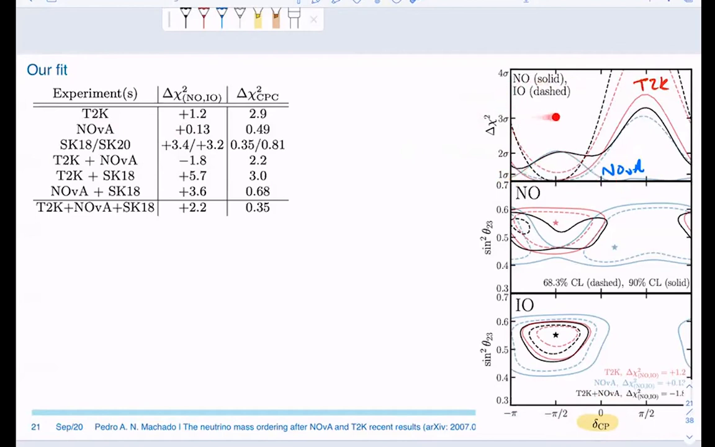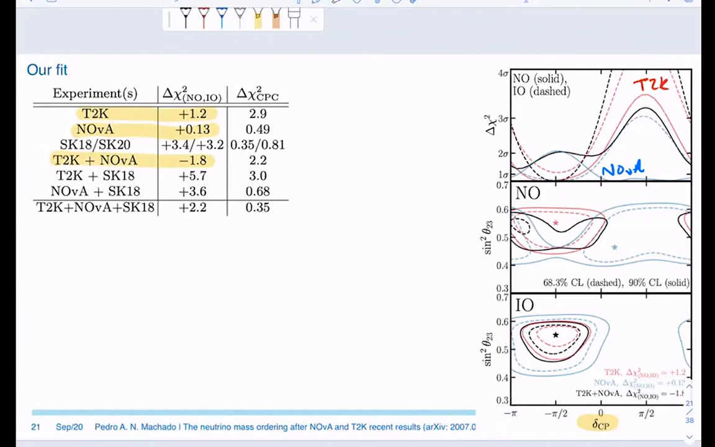But when you look at the inverted ordering, everybody rejects this region here, but both T2K and NOVA, look at the dashed lines, they all prefer the same value of delta Cp. So T2K alone prefers normal ordering, NOVA alone prefers normal ordering, but their combination, because of this small tension, actually prefers inverted ordering. So that was the point that I was making.